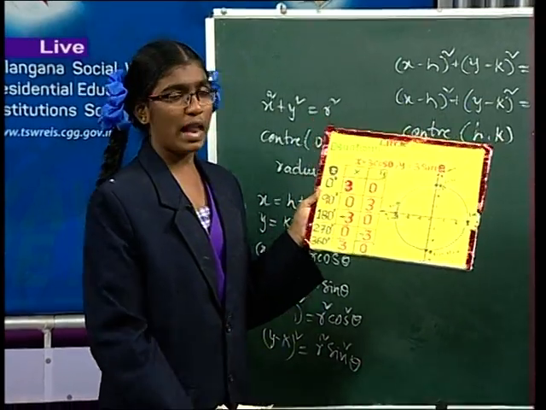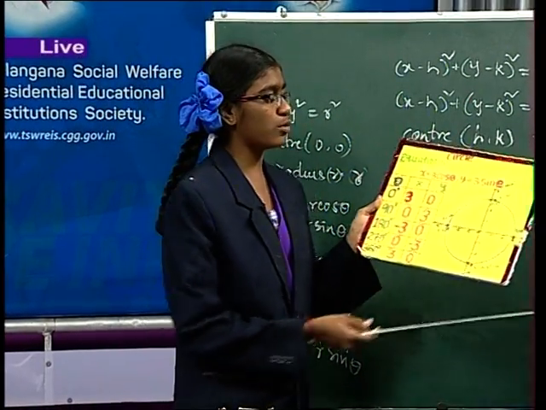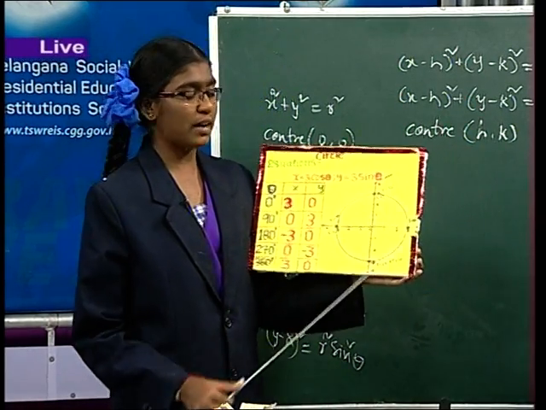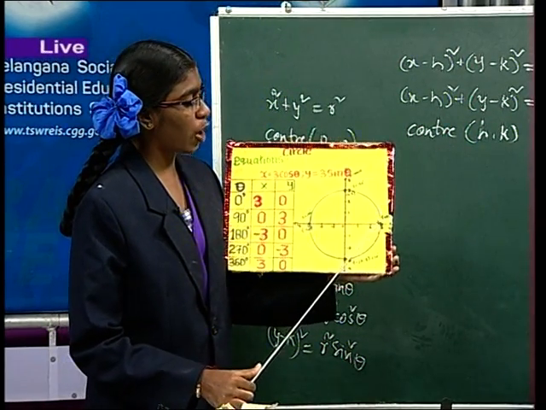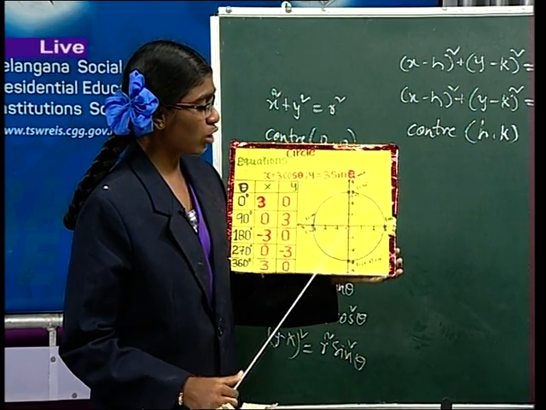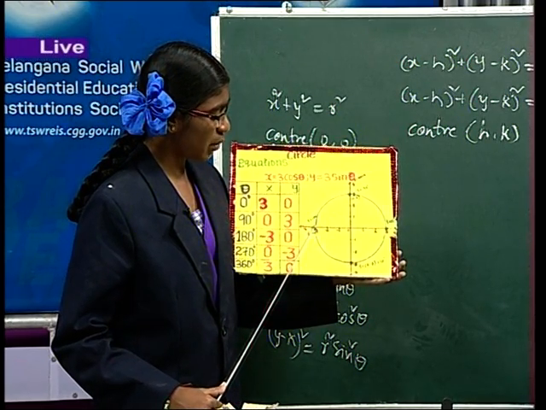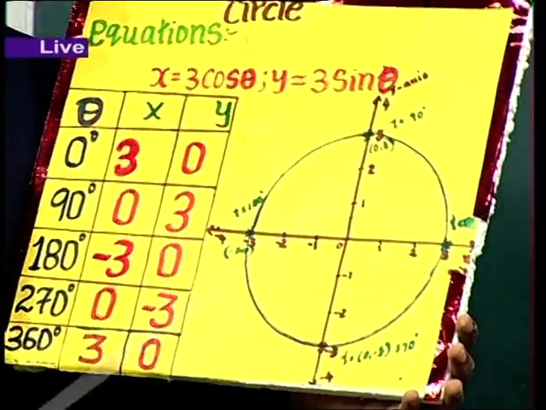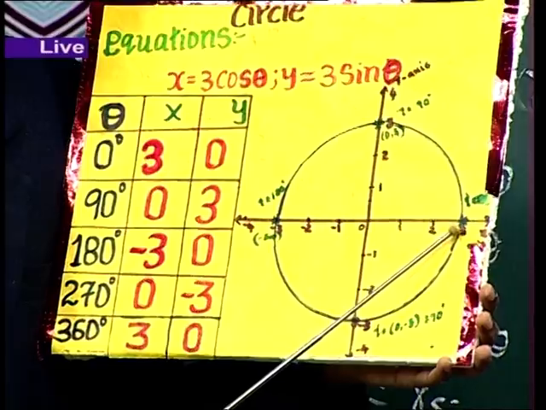We get these values. Now, we are going to plot points on the xy coordinates, the graph. We plot here 3 comma 0, 0 comma 3, here minus 3 comma 0, here 0 comma minus 3. After plotting the points, we join the points.